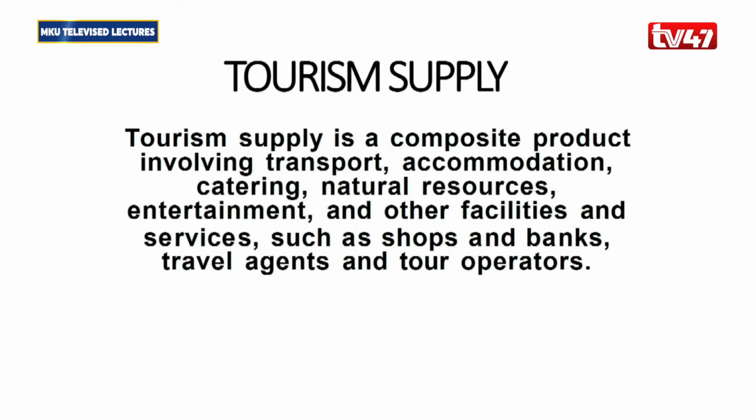So this supply, therefore, as we have mentioned, is a composite product. In other words, tourism supply is not one item. It's a composite or an amalgamation of several factors together. So it will involve accommodation, transportation, catering, natural resources, entertainment, and other facilities and services that are going to be availed to the visitor. All those are part of what we are talking about in the tourism supply, an amalgamation, a composite of several factors together.